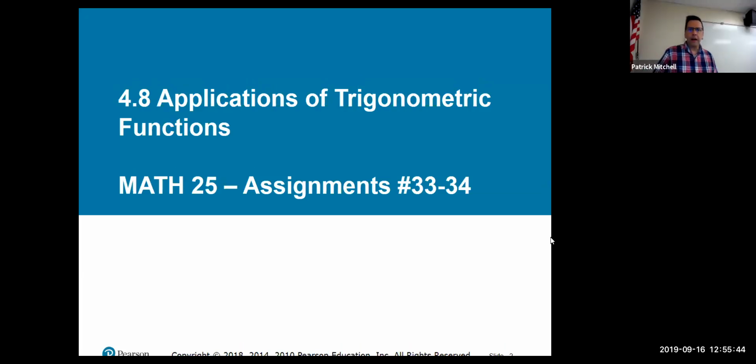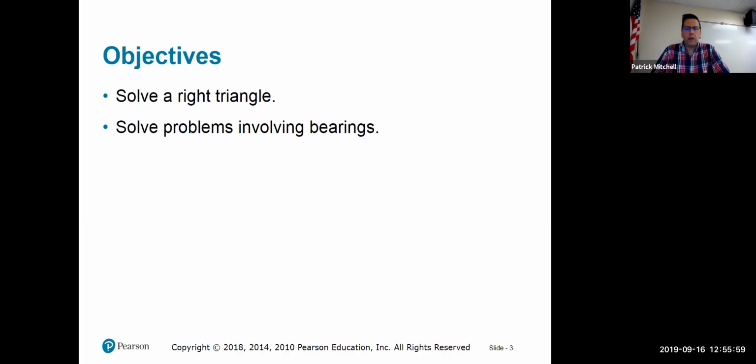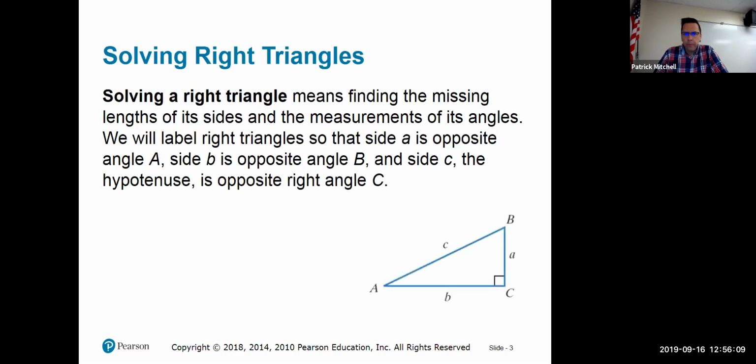Today we're talking about section 4.8, applications of trigonometric functions. I think we did a little bit of this in section 4.3. We're going to be looking at solving right triangles, which leads to a lot of really fun word problems, believe it or not. Okay, so let's see how this works.